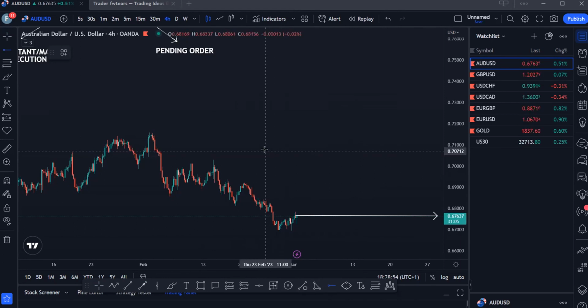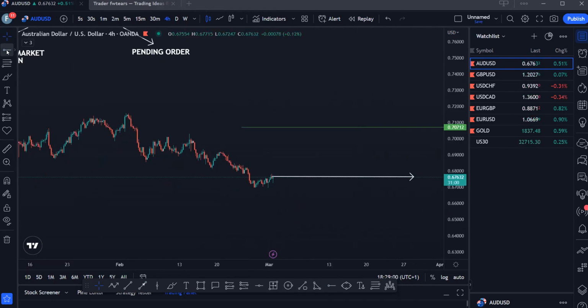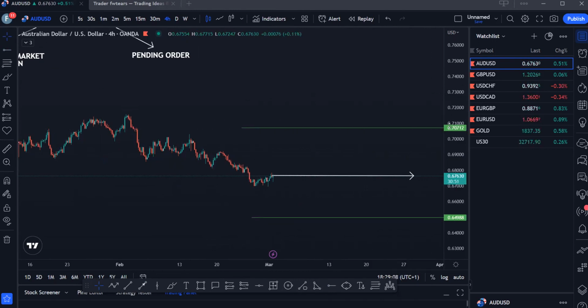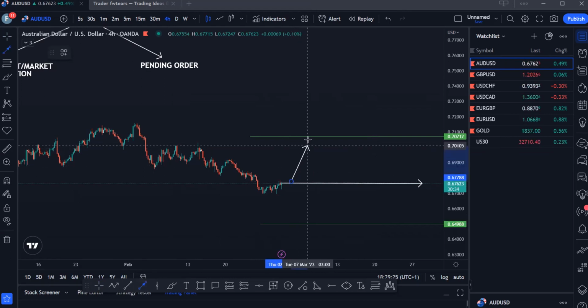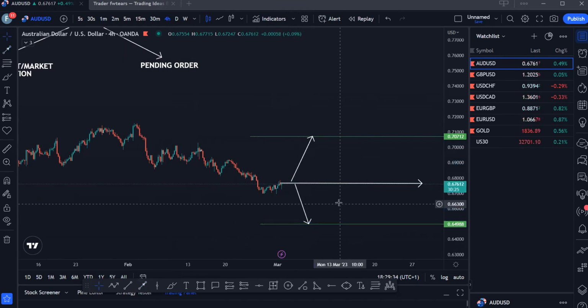So you can choose to enter the market at this point, or you can choose to enter the market somewhere below. Anywhere. Based on your analysis, you can enter the market at your own price. That's why it's called a pending order. That order is pending, waiting to be fulfilled. It will only be fulfilled when price goes up to where you set, or price goes down to where you set. It's as simple as that. That is what a pending order is.